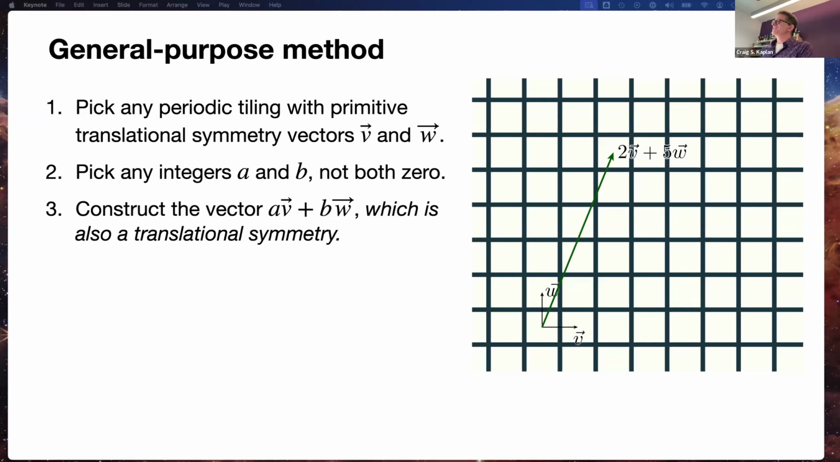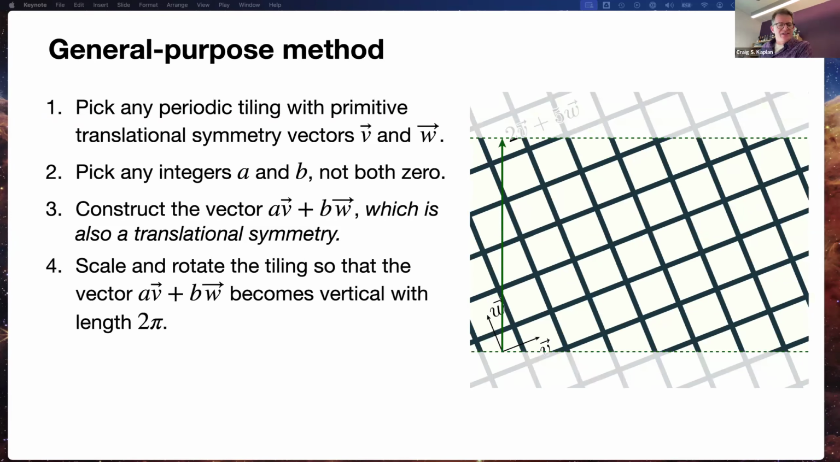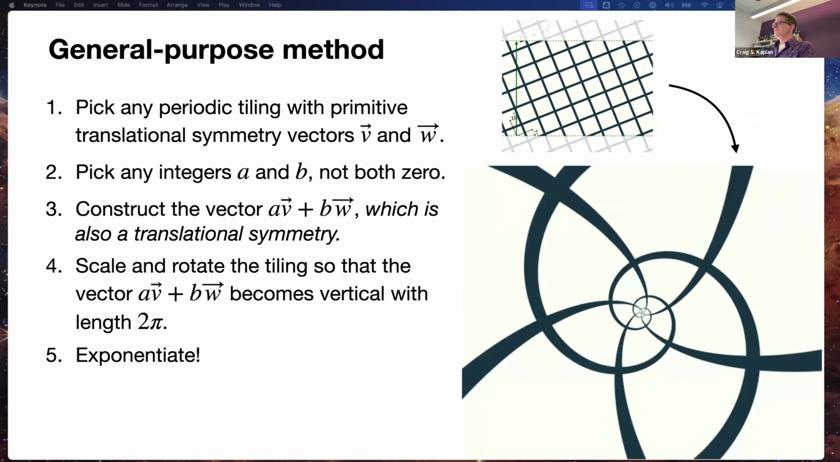And that leads us directly into step 4: transform the tiling so that that vector is vertical with length 2 pi. That's just a simple rigid motion plus a uniform scale. It's not so hard to do. It's just linear algebra. You can rotate and scale the tiling so that your chosen vector, aV plus bW, is vertical and has the right length. And then you're done. Then, anti-Mercator that sucker, and it turns into your favorite spiral tiling for today.